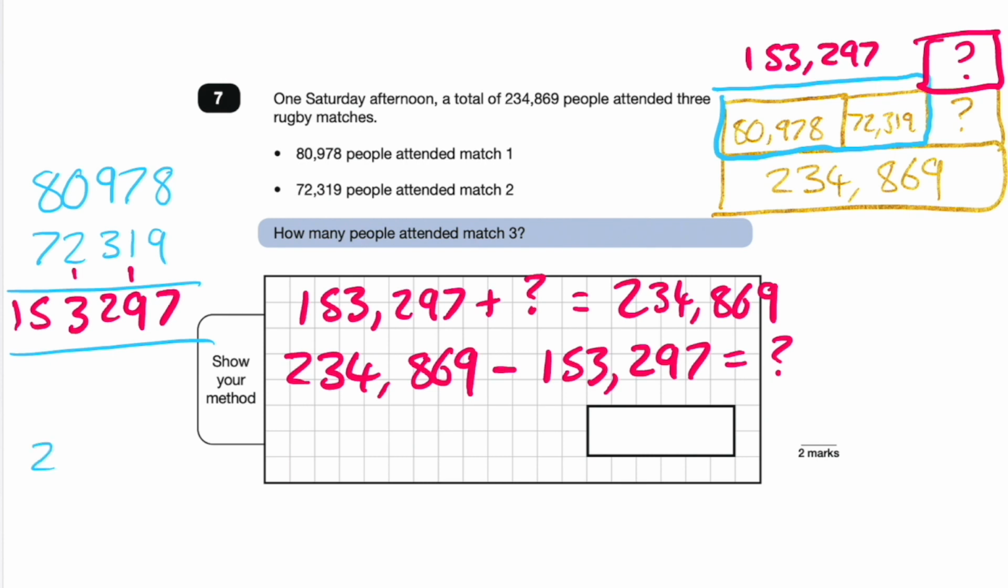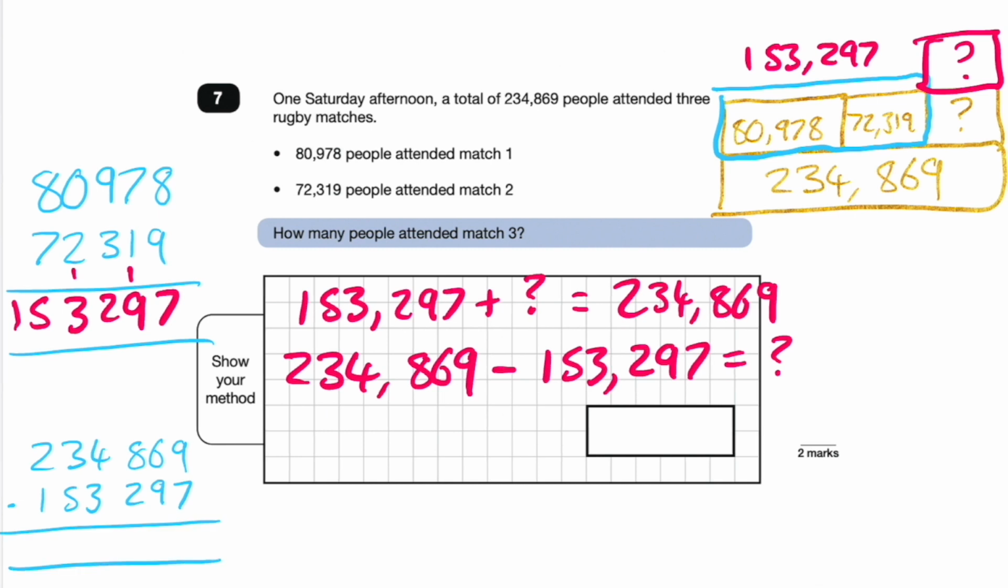I have 234,869 subtract 153,297. Don't be put off with these big numbers. It's not much harder, it's just a little bit longer. So my total answer for the amount of people that turned up to match 3 is 81,572. And I would get my 2 marks.